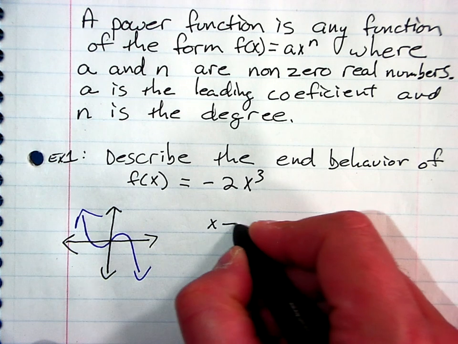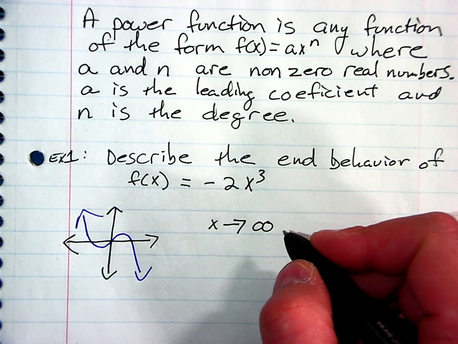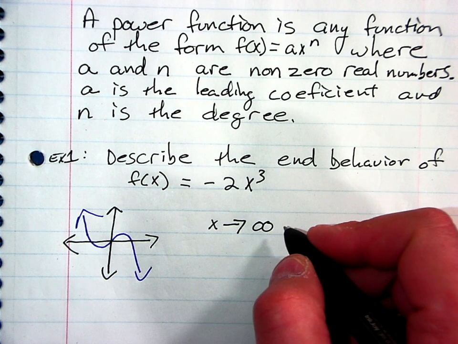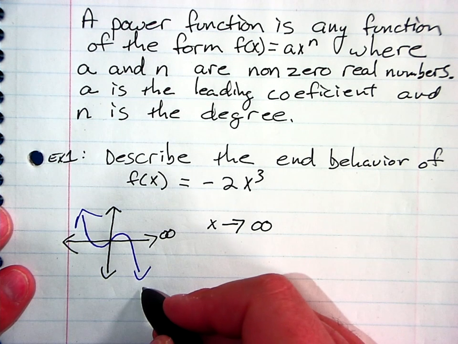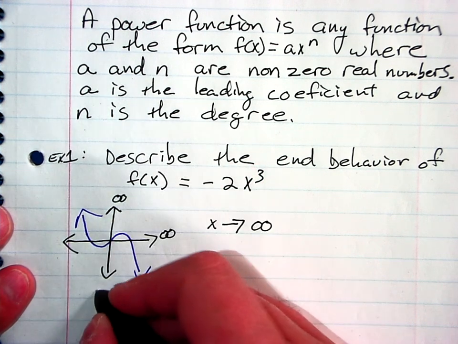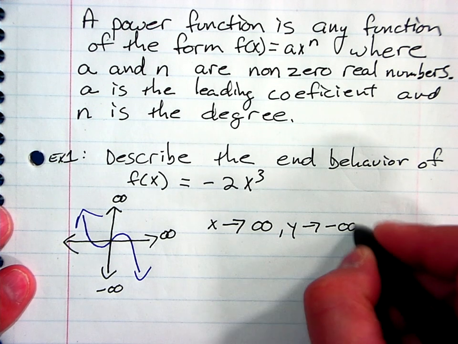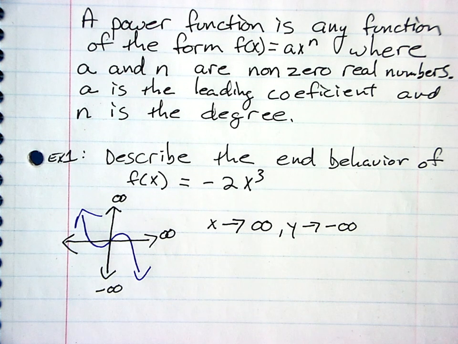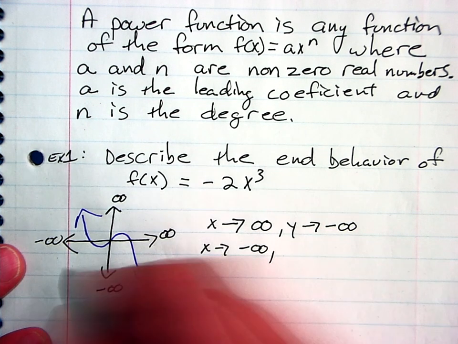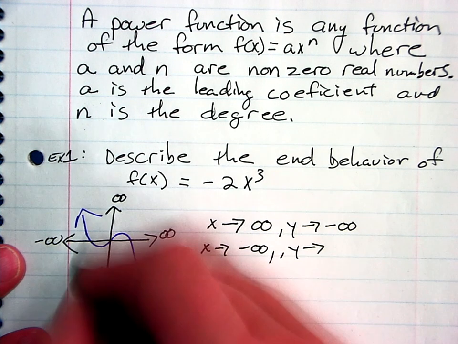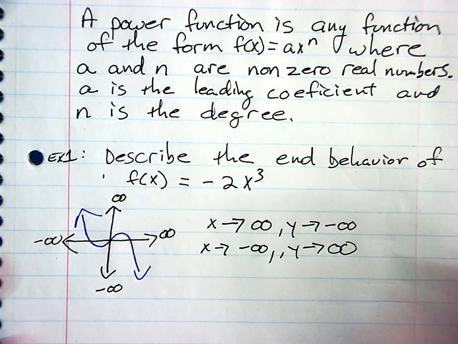End behavior means as x goes to the left. Yes, but not yet. That's a couple sections ahead. As x, I said left, I meant right. As we go to the right towards positive infinity, what's happening to our graph? Is it going up towards positive infinity or down towards negative infinity? It's going down. So my y values go down towards negative infinity. Now, as we go to the left, as x approaches negative infinity, does y go up or down? It goes up towards positive infinity.